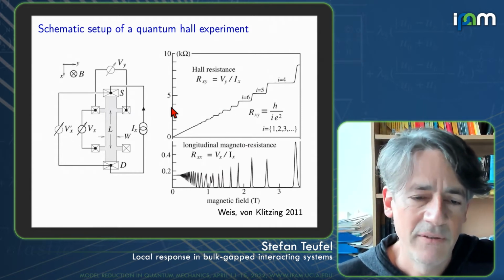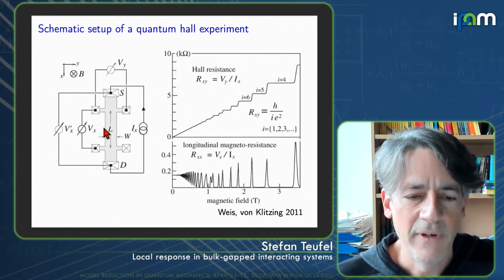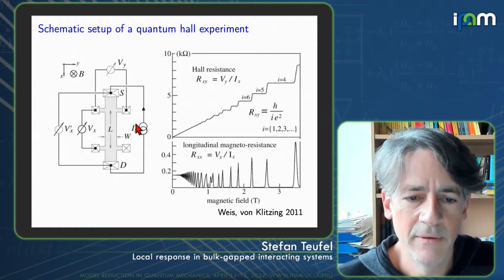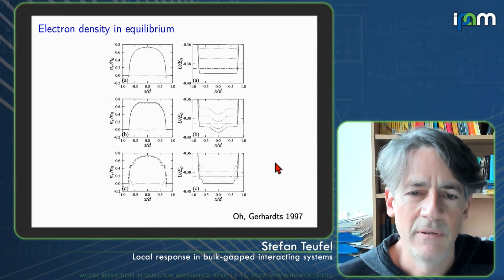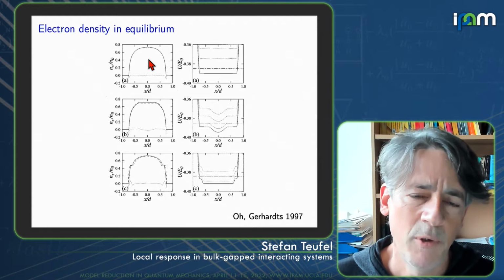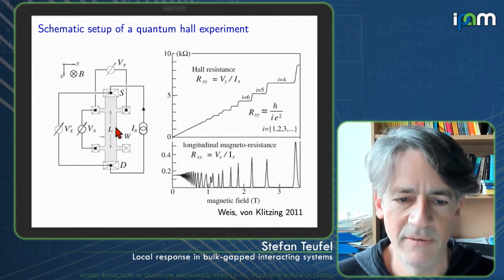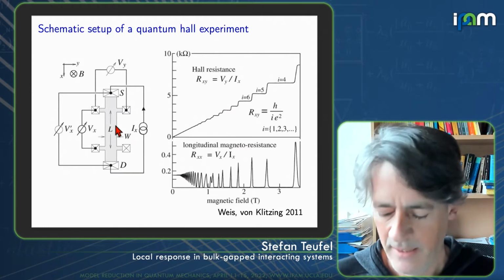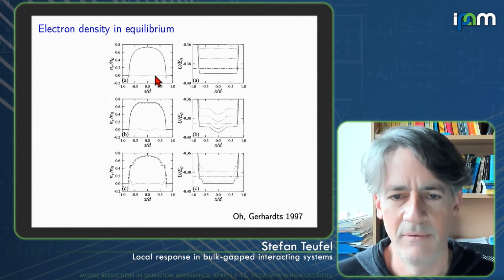I would like to say a few words now about how to understand this behavior in actual finite width Hall bars. Here I took some pictures from a paper by Oh and Gerhards. Gerhards was in the von Klitzing group. They worked a lot together. So how they describe it, they have the following picture. On the left-hand side is a cross-section of the Hall bar. Basically along this direction, we cut the Hall bar, and we assume that at least here in the center, it's more or less translation invariant. So we only have this cross-section here.